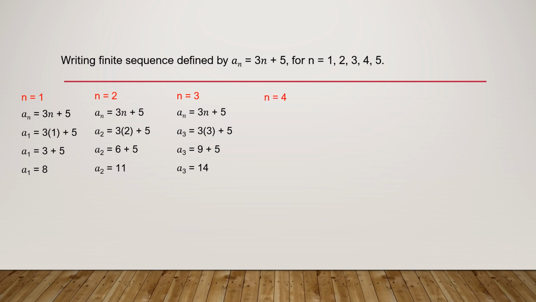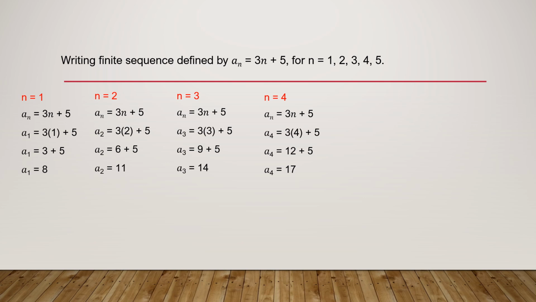What about when n is equal to 4? If n is equal to 4, from the given term there, substituting n by 4, you will have 3 times 4, which is equal to 12, and 12 plus 5 becomes 17. So the fourth term of the sequence is 17.